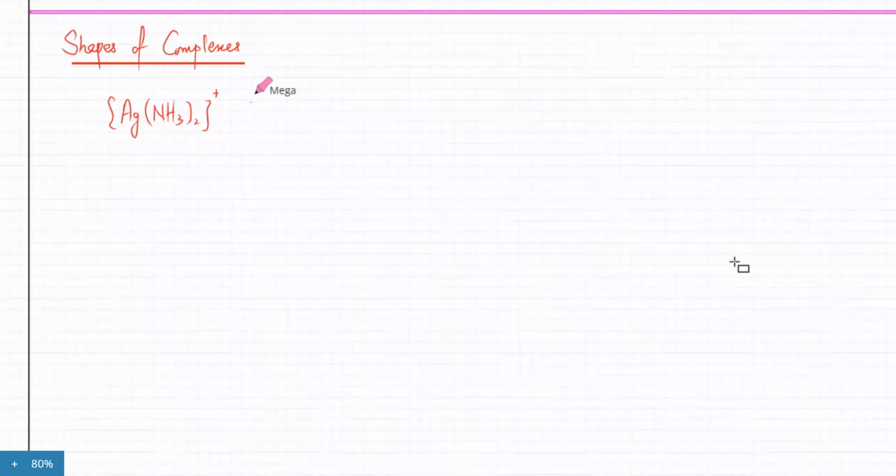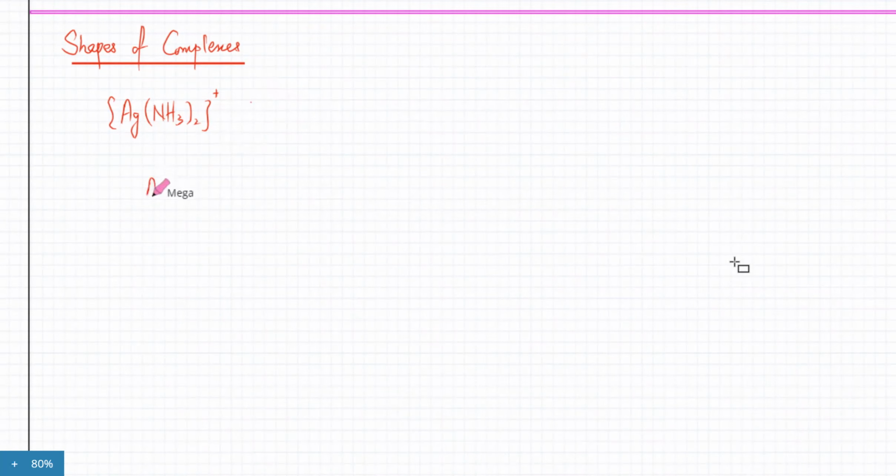So shapes of complexes, the ones that we haven't gone through are linear. So this one is linear when silver ions are mixed with ammonia, and there would be two of them. This particular complex is usually linear. So it's silver ions dissolved in NH3.